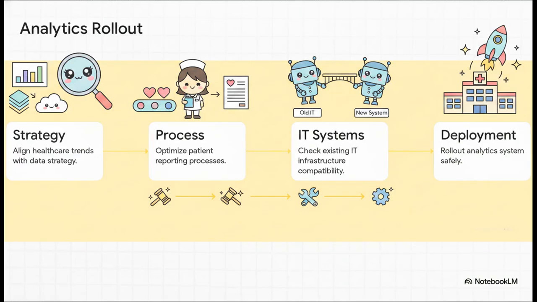As you sequence the rollout, you're constantly bouncing back and forth. Step 1, you align healthcare trends with your data strategy. Step 2, you optimize how patients are actually reported. Then, bounce back. Step 3, check the existing IT infrastructure to see if it can handle it. Finally, Step 4, safely roll out the analytics system so it perfectly integrates with the hospital's existing network.